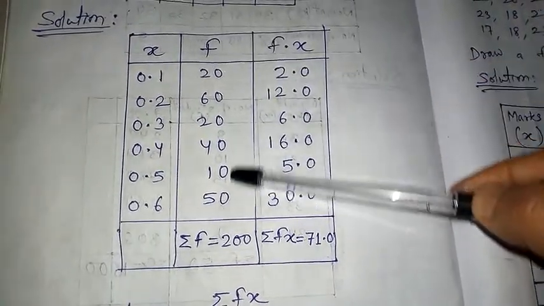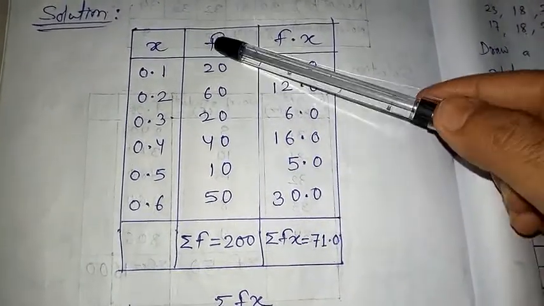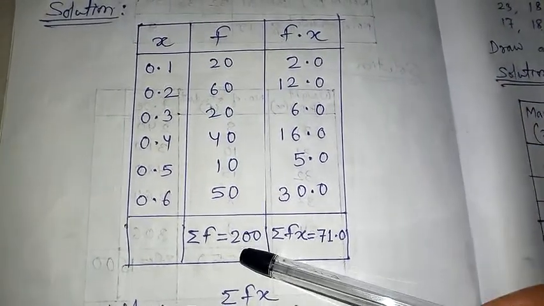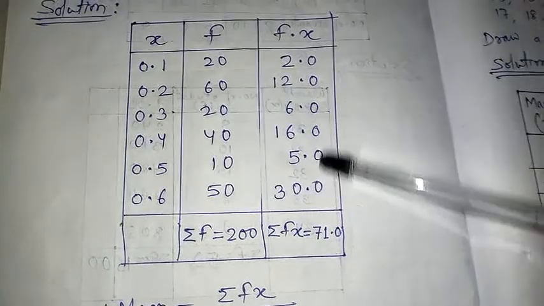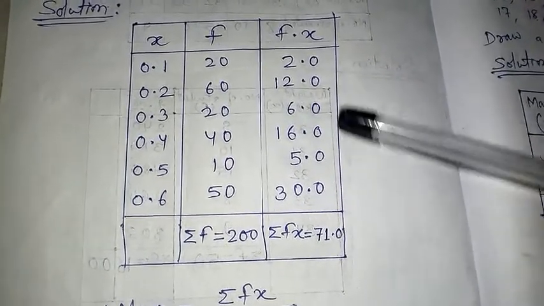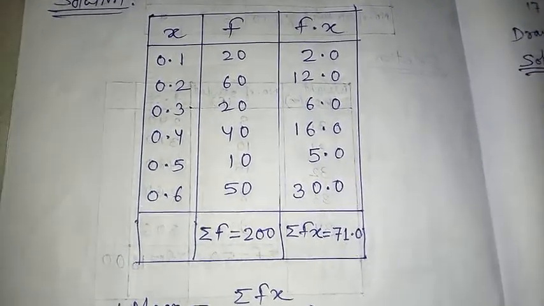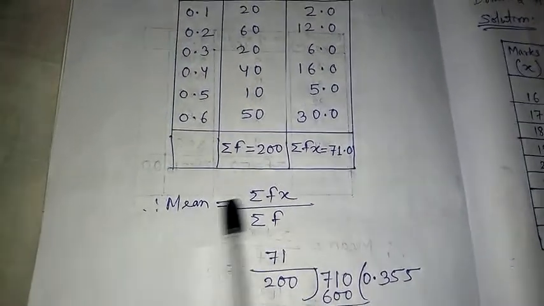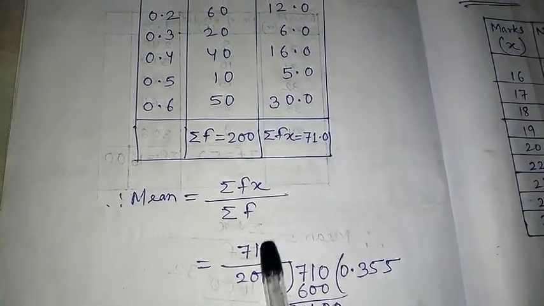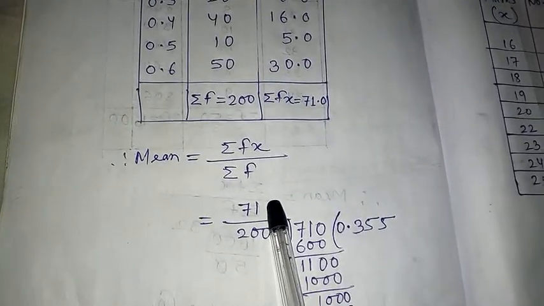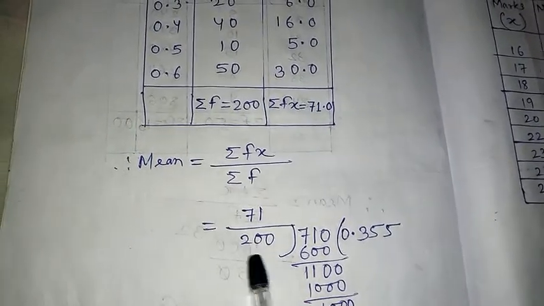So you add these two columns. You need these two columns. When you add these two columns, it is the summation of f and the summation of fx. If you add all this properly, it is 71. Now mean equals summation of fx by summation of f. Summation of fx is 71, the 0.0 has no value. Summation of f is 200.